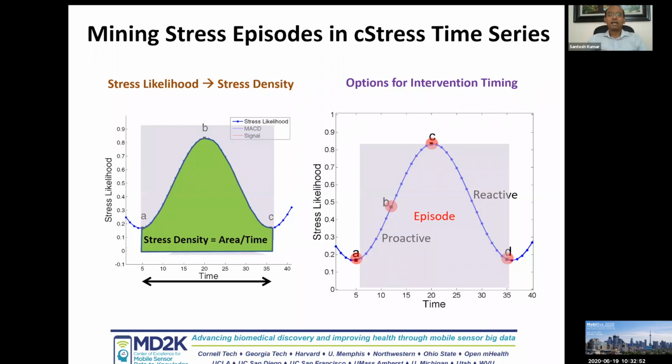And then the intervention could be either proactive or reactive. And as you see on the right side, those are various moments. Of course, at A, we have to do the full prediction of, is this going to be a major stress episode? It becomes a little easier at point B, easier still at point C, and certain at point D. And so there is a trade-off in how soon you can launch an intervention and how certain you can be.